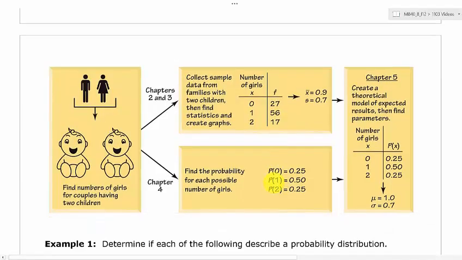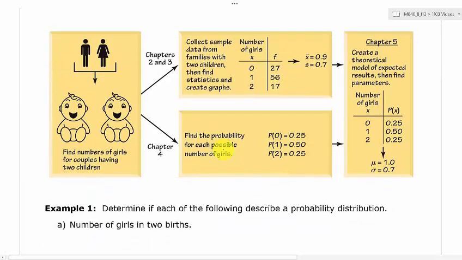Now let's take a look at some examples. So here we're just going to take a look at one example of a couple having 2 children. And the kinds of things that we did in chapters 2 and 3 was we looked at what it would look like to take a sample. So go out and ask families that have 2 children how many girls they have and how many boys they have, and then put that information into a table, and we could calculate the mean and the standard deviation from that. So this was collecting a sample and calculating some statistics and creating some graphs about that information.